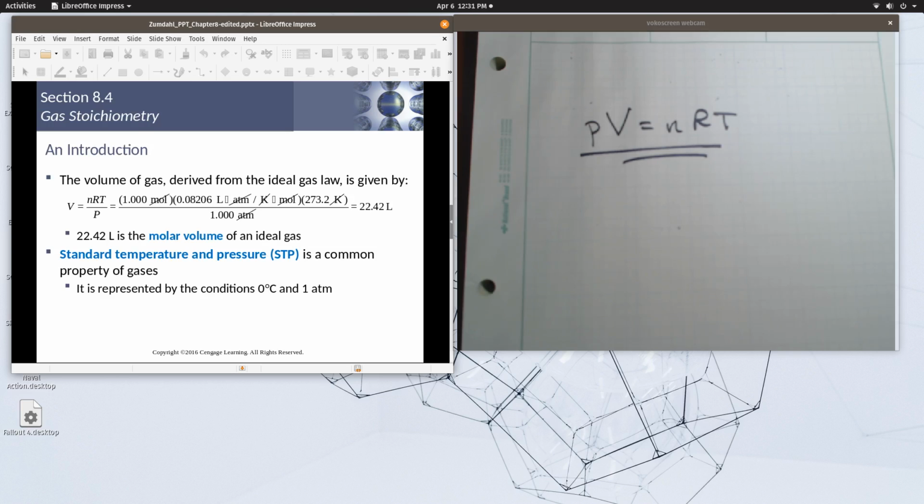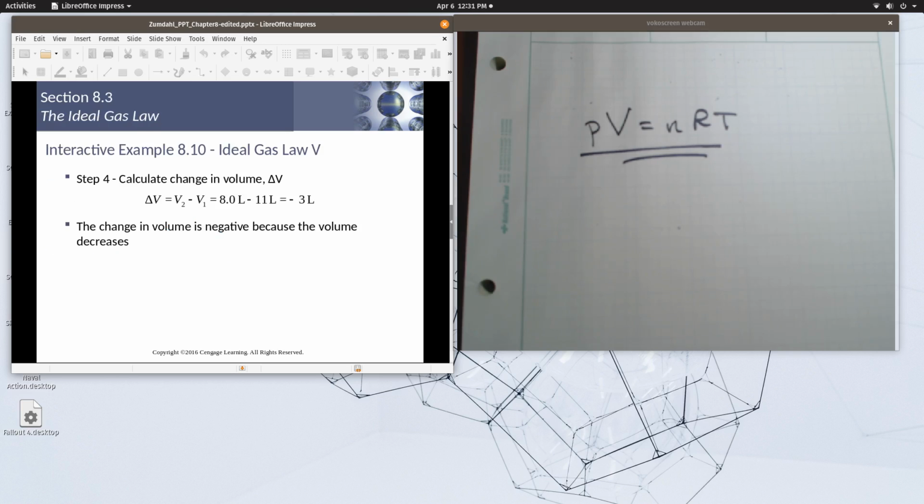Okay, so I'm going to end at that. We'll pick up the next time on Wednesday with a discussion of gas stoichiometry and how we can track chemical reactions by looking at changes of pressure, temperature, and volume as a chemical reaction occurs in the system.